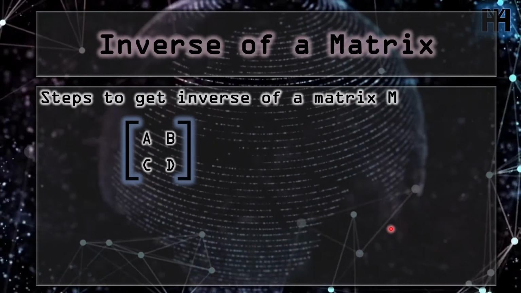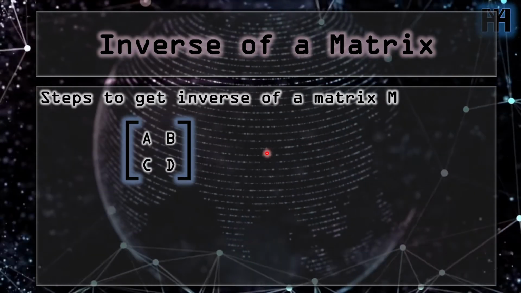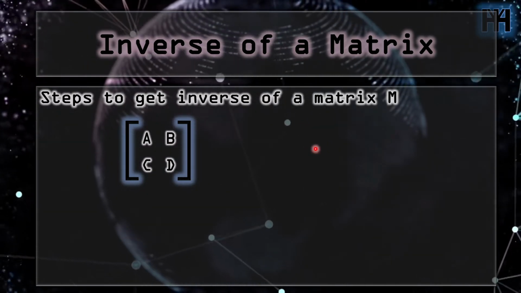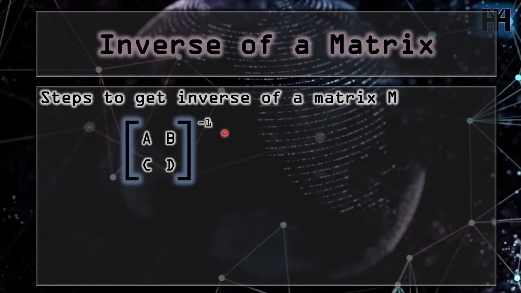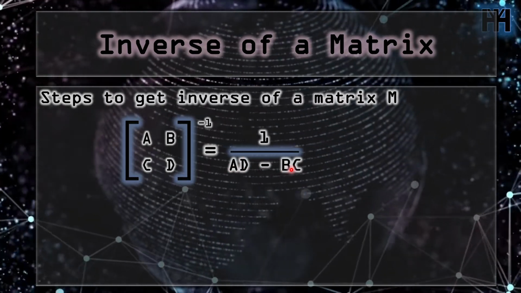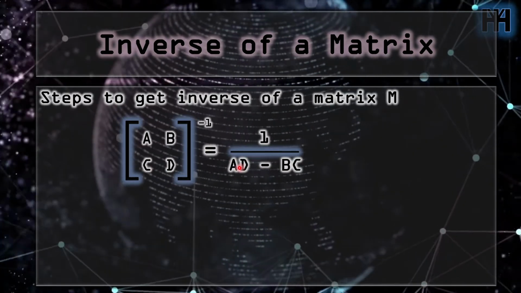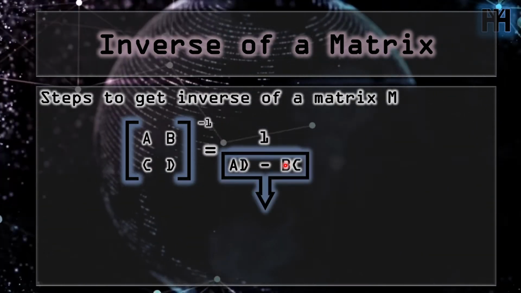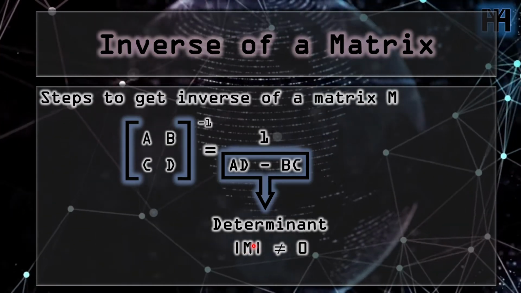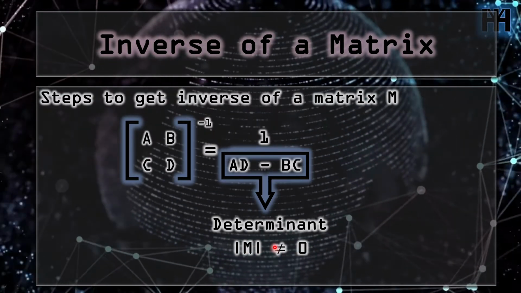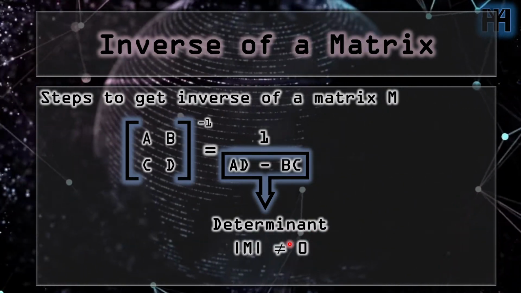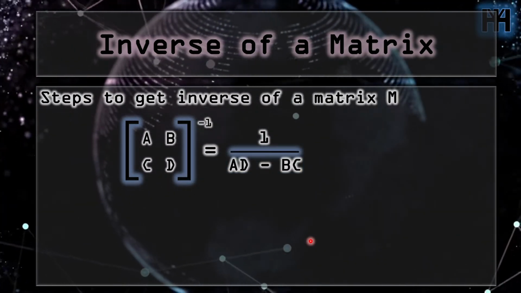Okay. Now the steps to get the inverse of a matrix. Let's say this matrix M has components A, B, C, and D. We want to get its inverse, M to the power of negative 1. So the first step, we will get 1 over A multiplied by D minus B multiplied by C. The A times D minus B times C is called the determinant, sometimes written like an absolute value of M, and it can't be equal to 0. If it is equal to 0, then this matrix has no inverse.